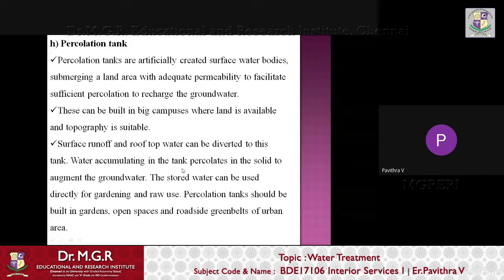Water accumulating in the tank percolates into the soil to augment the groundwater. The stored water can also be used directly for gardening and raw use. The percolation tank can be built in gardens, open spaces, and roadside green belts of the urban area.